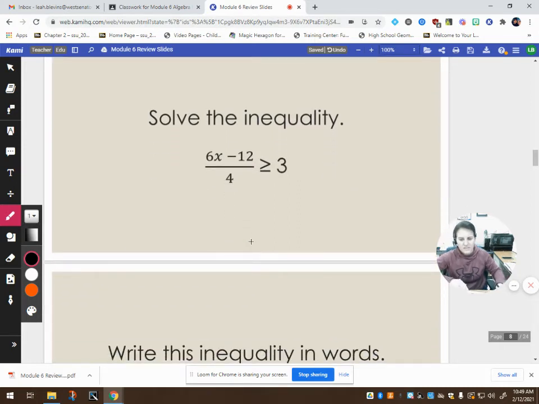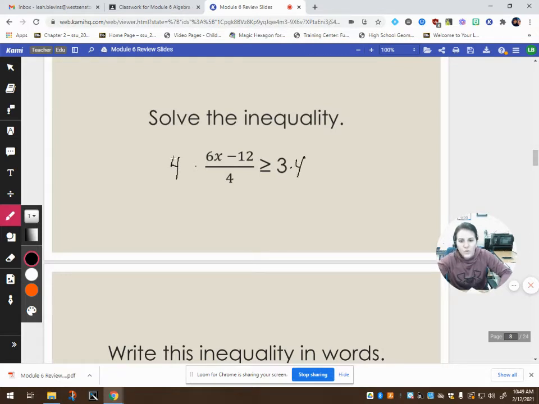Okay, this is the one that typically gives people some fits. This whole thing is being divided by 4, so we've got to look at that first. This whole problem up here on the top is being divided by 4. So we've got to undo that division first by multiplying both sides by 4.